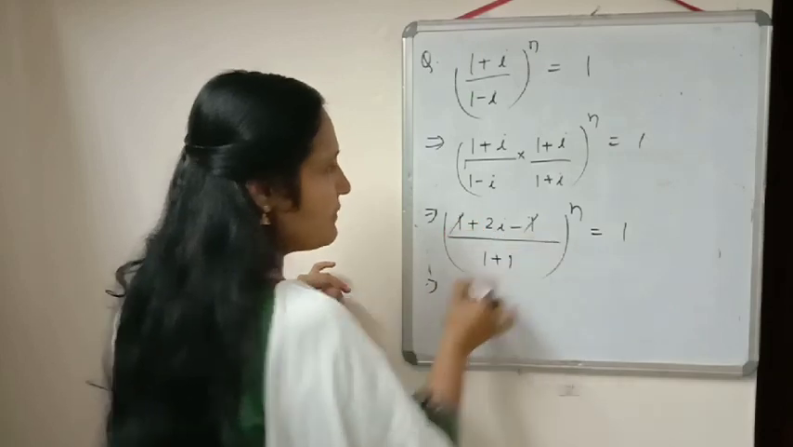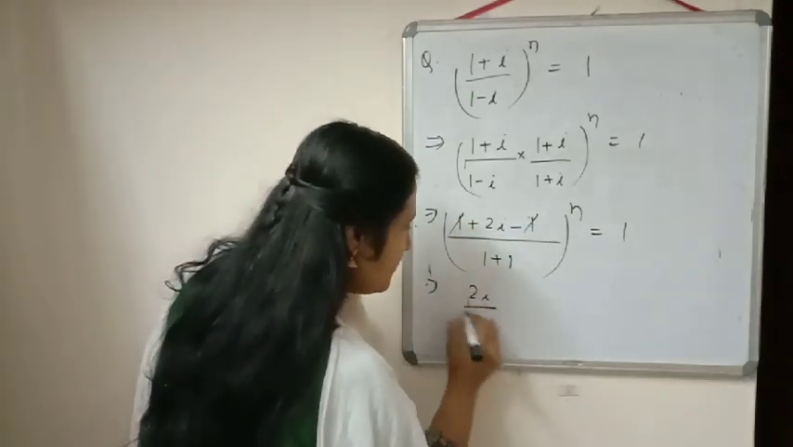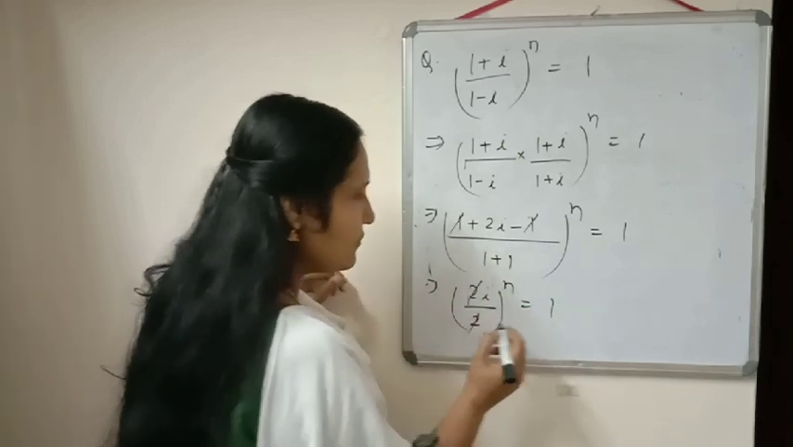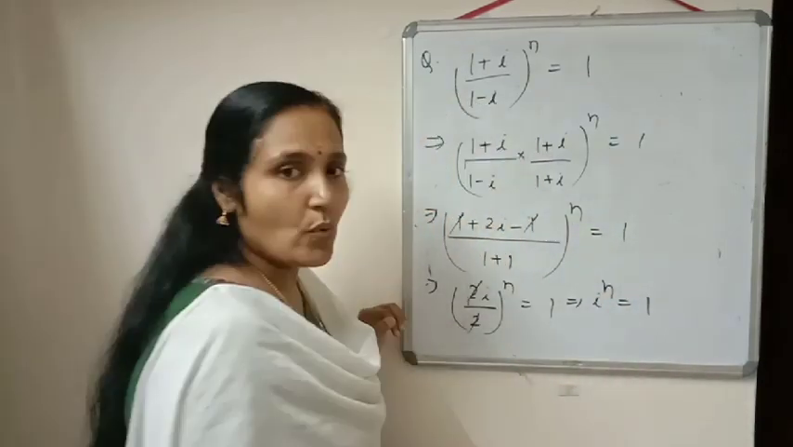1 and minus 1 will get cancelled. Remaining will come 2i by 2, whole raised to n is equal to 1. So 2 and 2 will get cancelled. We will get i raised to n is equal to 1.